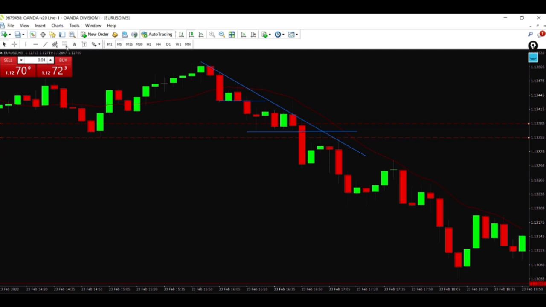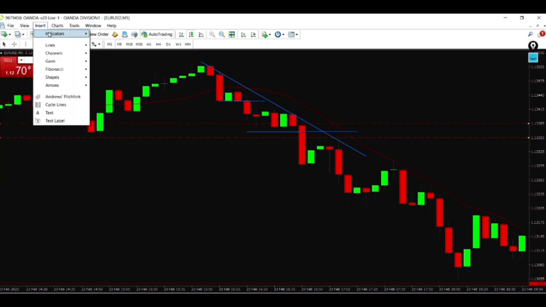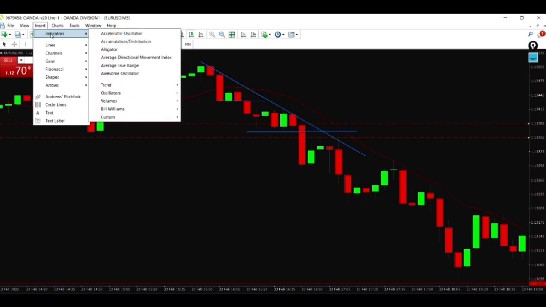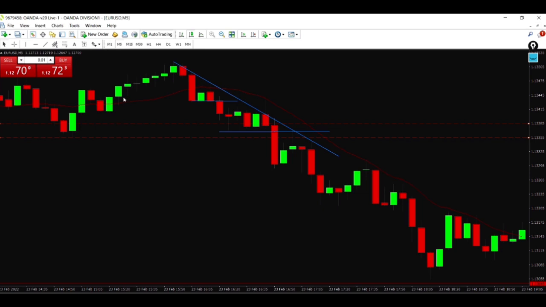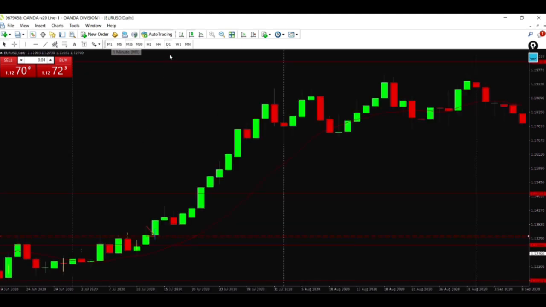If you want to look for indicators on TradingView, you have to go to insert and then go to indicators and look for your indicators right there. So that's how you do that. And if you want to change time frames, you have the minute 1, minute 5. So this is the basic stuff that you need when you are looking at the chart.